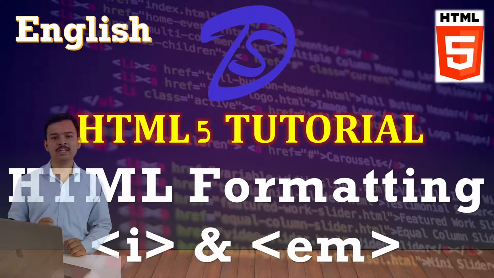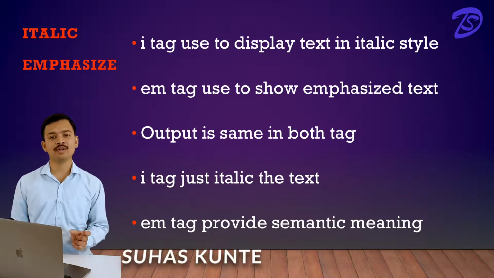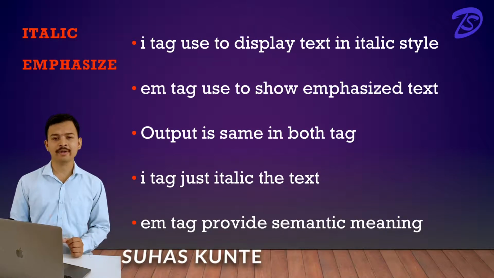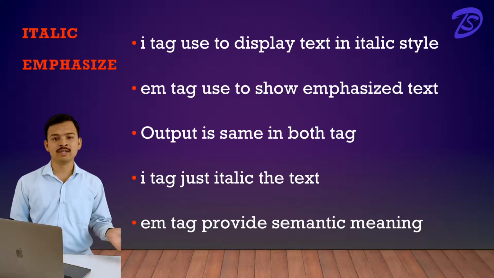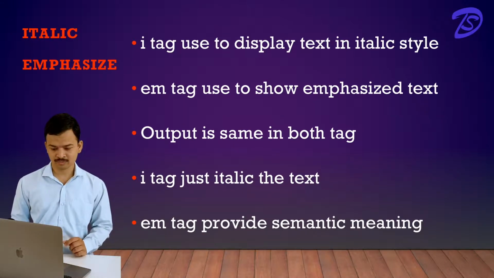Hello friend, in this video we will see the Italic and EM tag. Friend, I tag stands for italic text, and EM tag stands for emphasized text. Just like we have seen in the last video about the semantic meaning, the same thing happens with the italic tag.